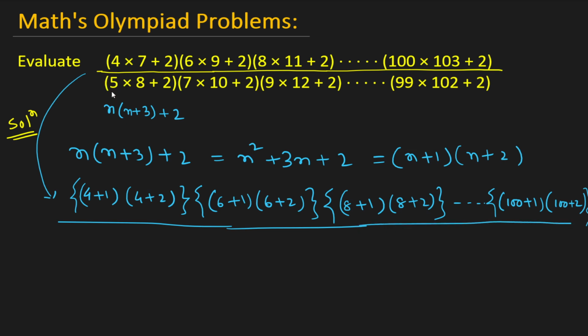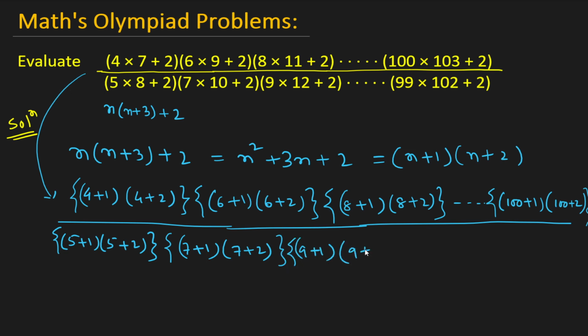In the same way, in the denominator also, what can we write? In the denominator, the first term is 5 into 8. So 5 we can consider as n. So it will be 5 plus 1 and then 5 plus 2. Then 7 plus 1, 7 plus 2. 9 plus 1 and then 9 plus 2. Later you can skip this particular part. For better explanation I am writing all the factors. When you do the problem, if you understand this, then you can directly skip this particular line.